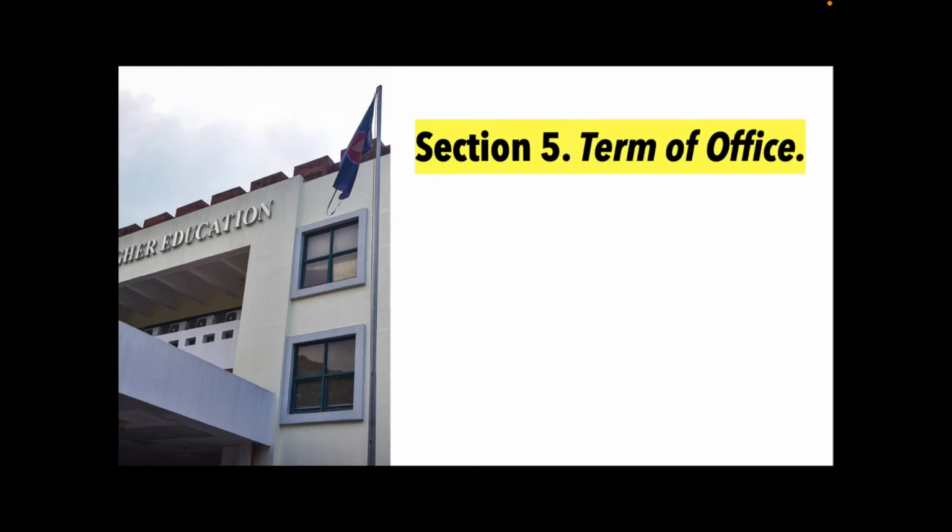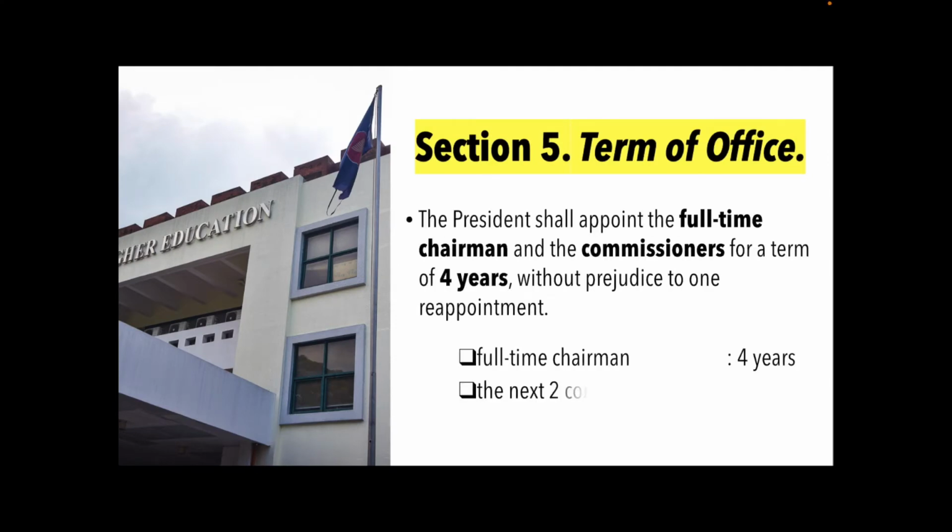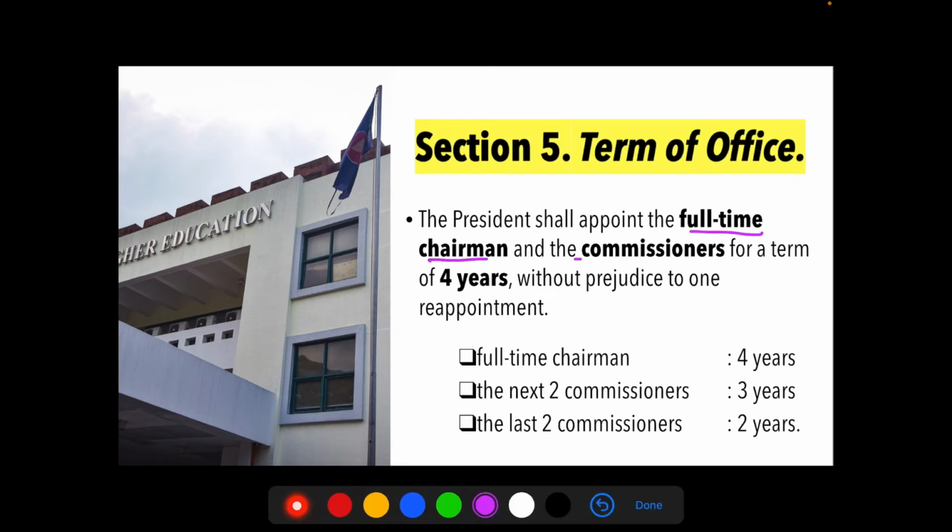Now let's take a look at Section 5, the term of office. The President shall appoint the full-time chairman and the commissioners for a term of 4 years without prejudice to 1 reappointment. The terms of the initial appointees shall be on a staggered basis. Take a look at this one: for the full-time chairman, we have 4 years, the next 2 commissioners 3 years, and the last 2 commissioners 2 years. Also take note that the commissioners shall hold office until their successors shall be appointed and qualified.